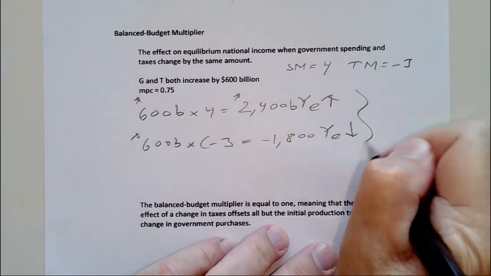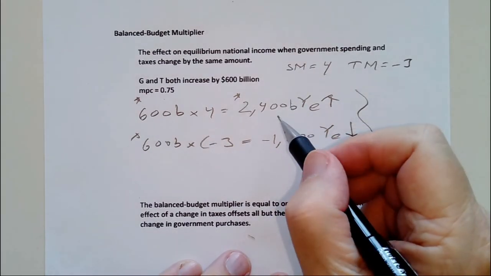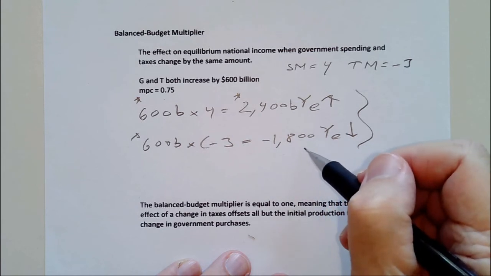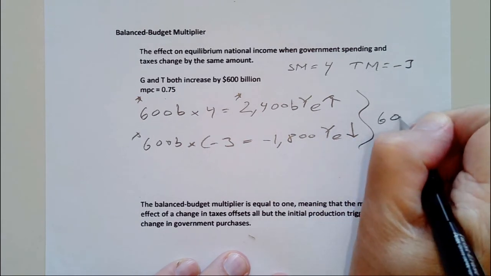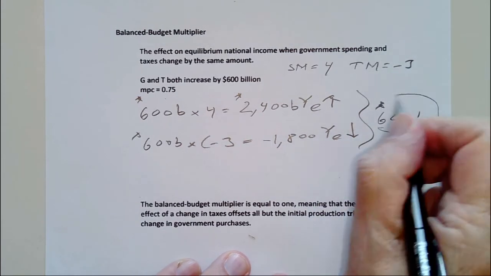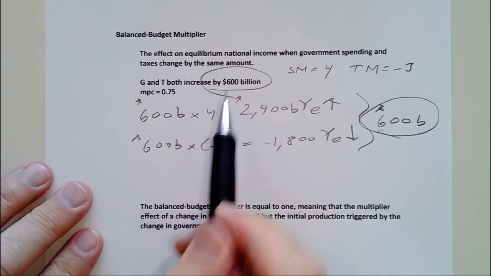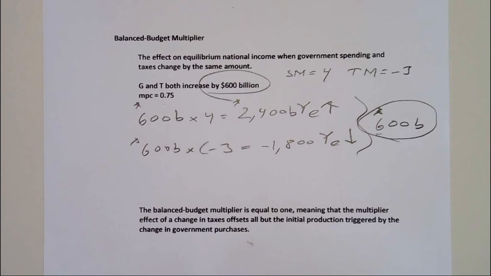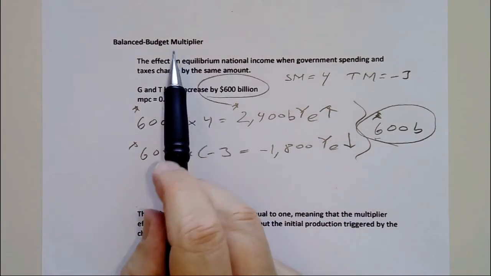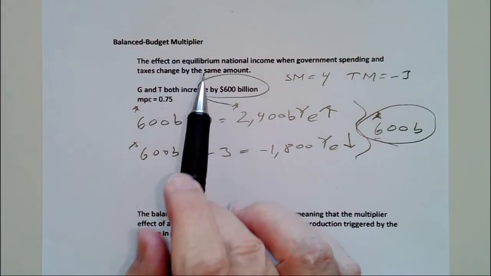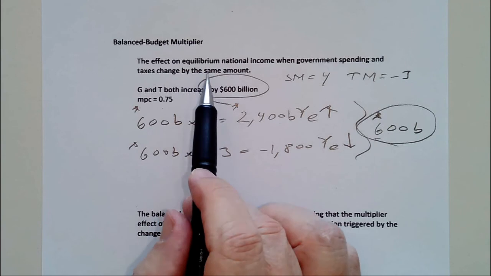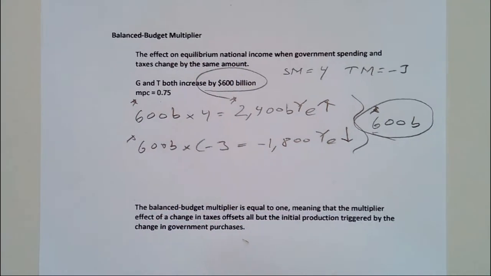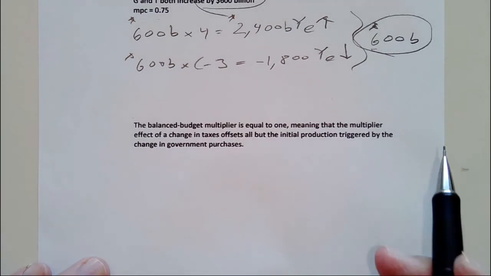The net effect, higher government spending of $600 billion is driving up income by 2,400. The higher taxes is going to reverse that by negative 1,800. The difference is $600 billion, which is equal to the number they were both increasing by. So this is the concept known as the balanced budget multiplier. And a balanced budget multiplier means if you change government spending and taxes by the same dollar amount in the same direction, what will happen to income? And the answer is it's going to multiply by exactly 1.